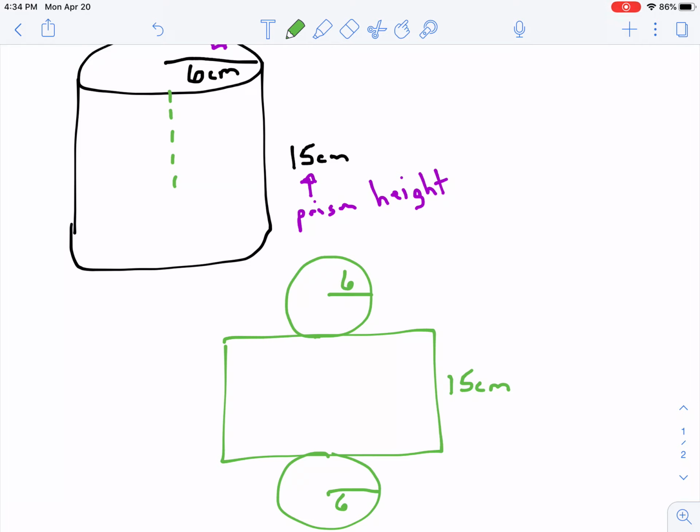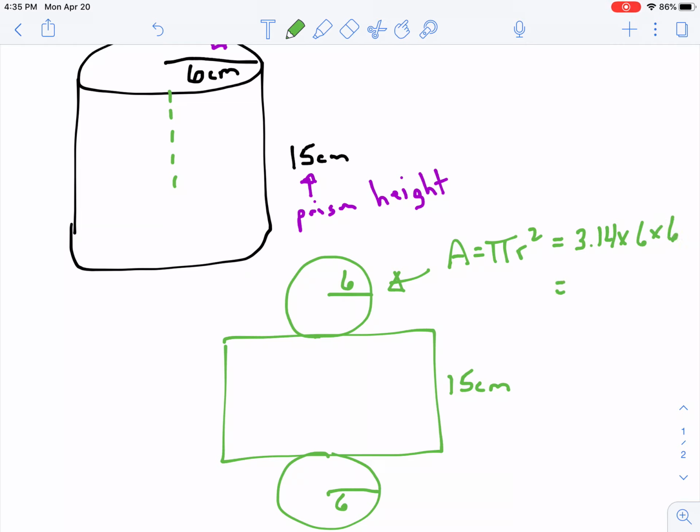Now, I can do my circles. You practiced that. We know to find the area of a circle, and I'll just do it off to the side here, it's A equals pi r squared. And we said r squared means r times r. It's really easy to find this area because we know our radius already. So it's 3.14 times 6 times 6.